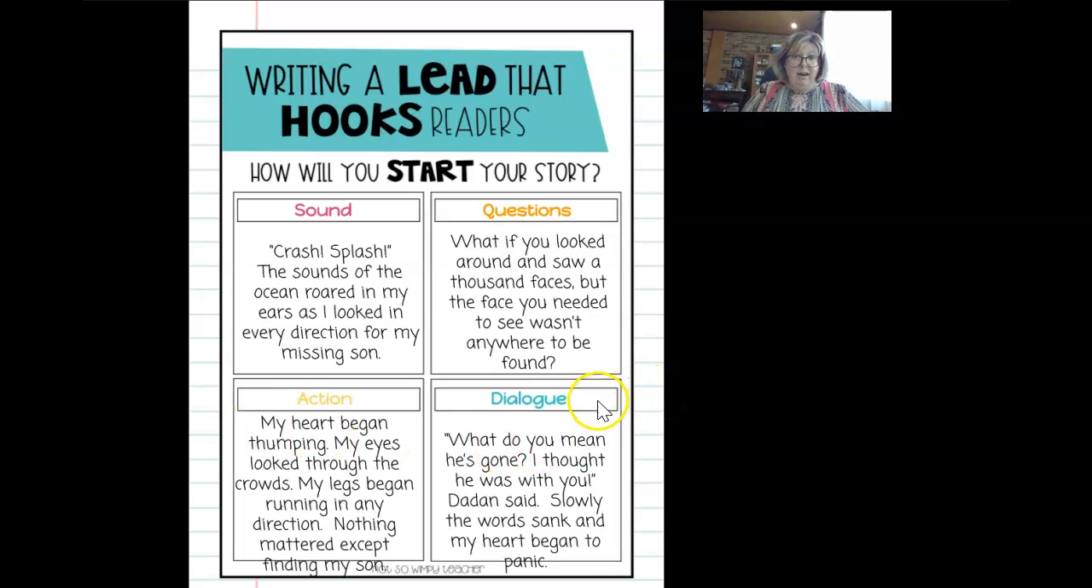Or the last way I could start my story is with dialogue. "What do you mean he's gone?" "I thought he was with you," Dodon said. Slowly, the words sank, and my heart began to panic.